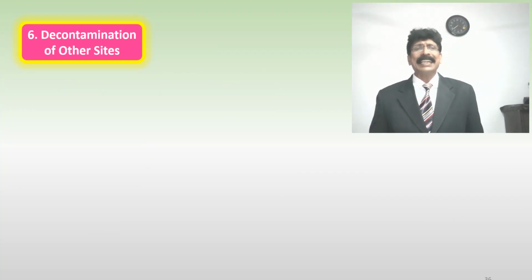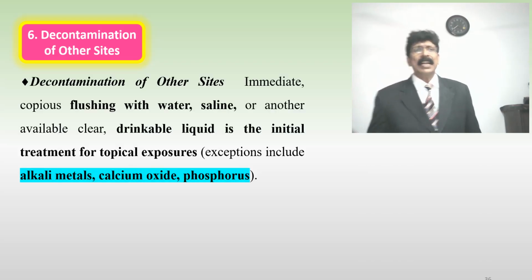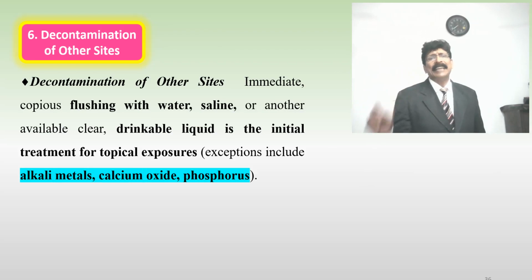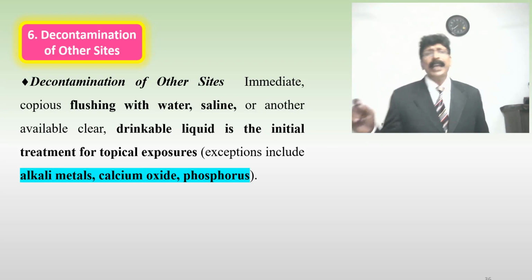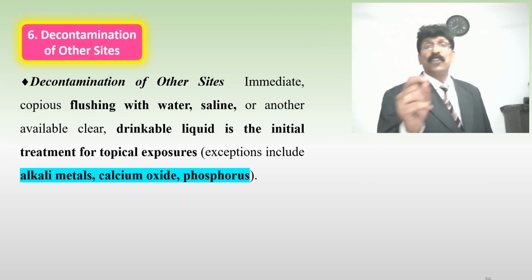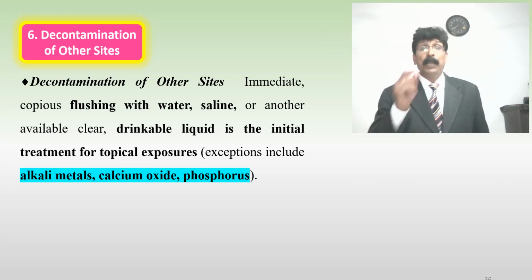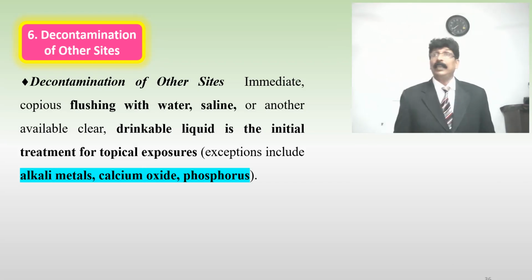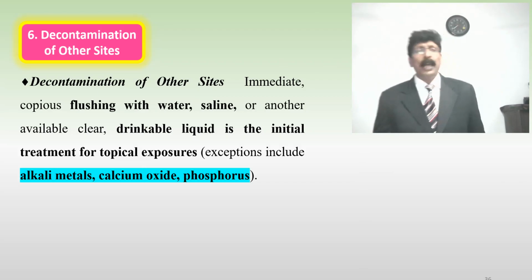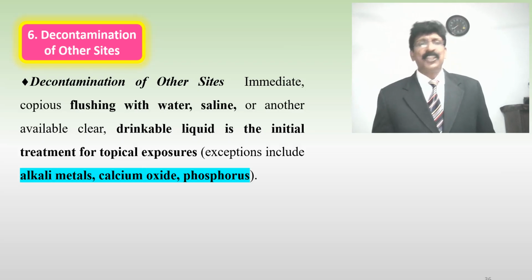Sixth one is decontamination of other sites. Decontamination of other sites: immediate copious flushing with water, saline and other available clear drinkable liquid is the initial treatment of topical exposure. Exceptions include alkali metals, calcium oxide, phosphorus.